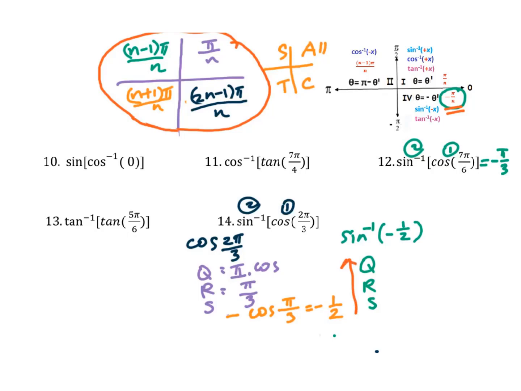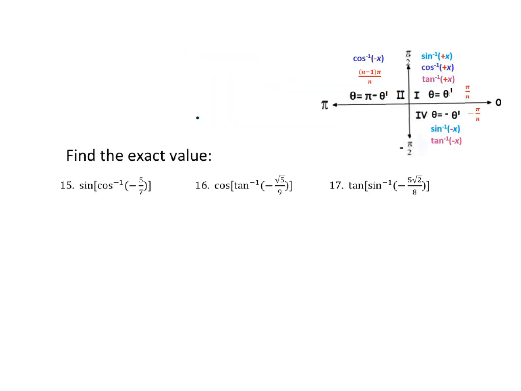Backwards. Domain for this inverse sine, that's a negative. Reference angle: since sine pi over 6 equals 1 over 2, then pi over 6 will be the reference angle. Go to the fourth quadrant. The pattern will be negative pi over n, that means negative pi over 6 will be the solution.